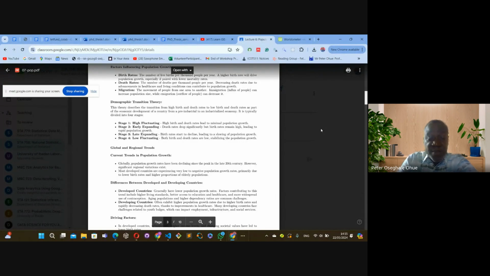So there are 4 stages in the demographic transition theory. First, we have high fluctuating, which is high birth rate and high death rate. Because both are high, the growth will be very minimal. That explains itself. Then there is the early expanding. That is when you now begin to work on the death rate, trying to reduce it. At that stage in this theory, there is a significant drop in the death rate, but the birth rate still remains high. So that leads to rapid population growth.